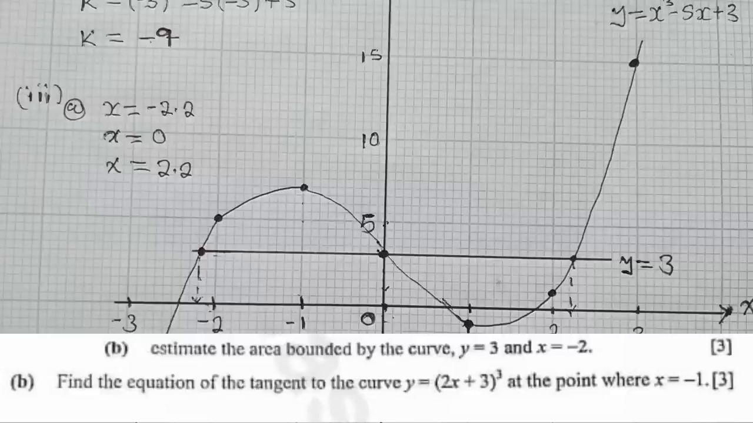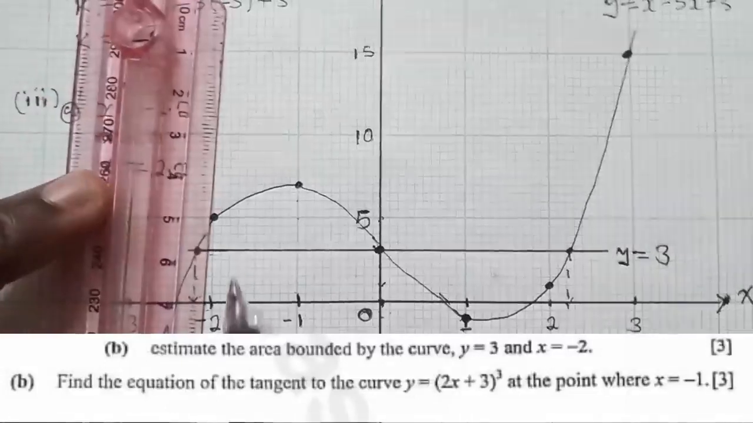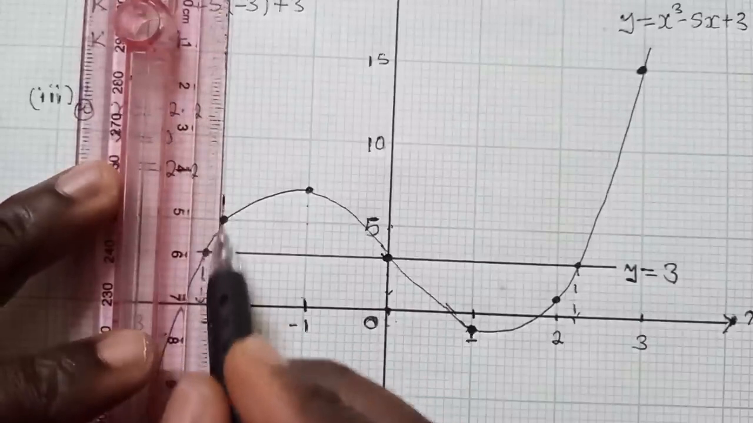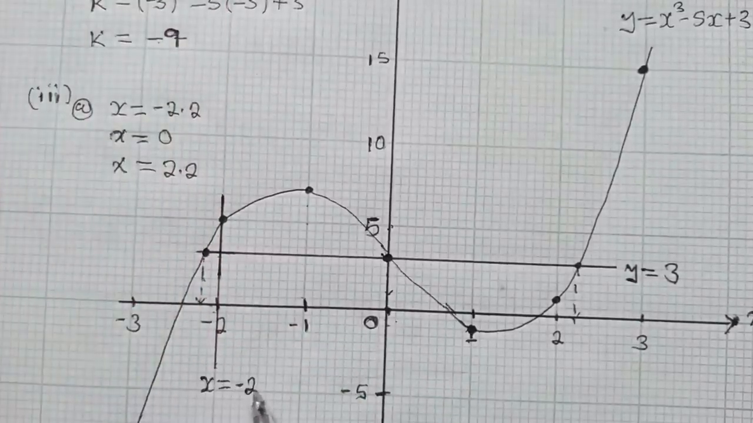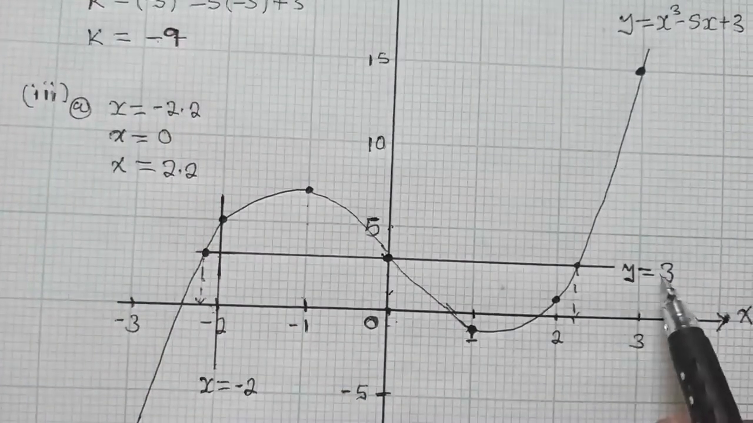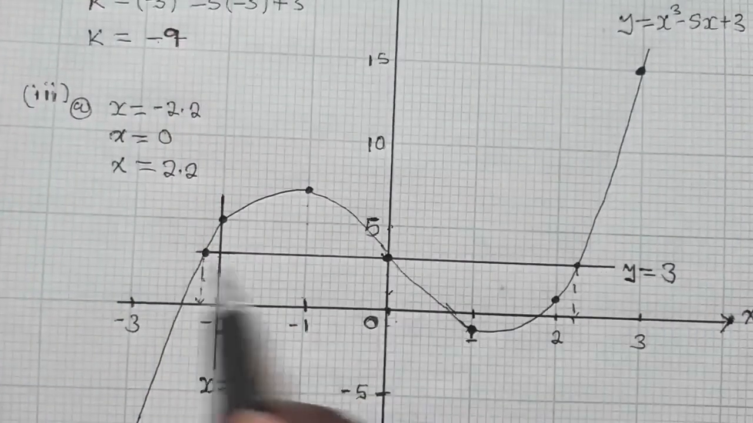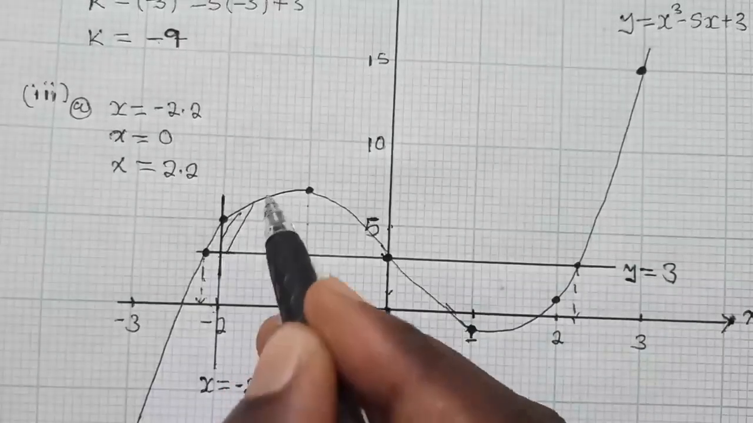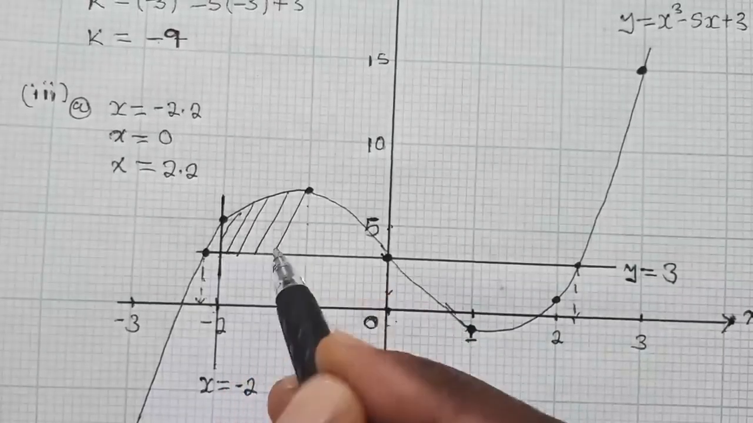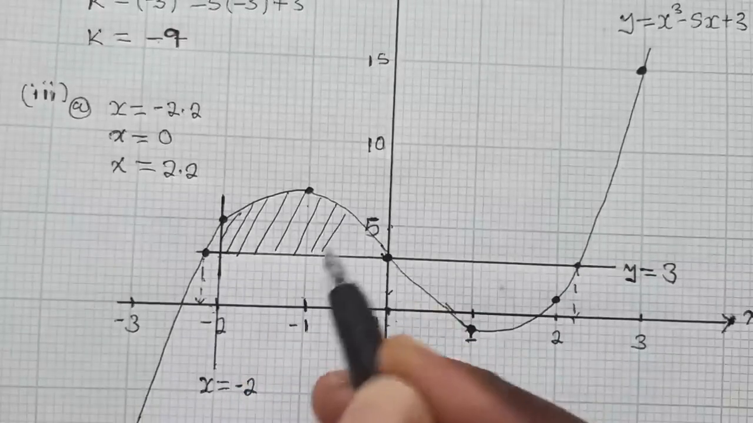So when finding the area, you draw those lines. So x is equal to -2 is here. X is equal to -2. Y is equal to 3. We drew it already. It's right here. So the region that we're looking for is this one here. This is the region that we are looking for.